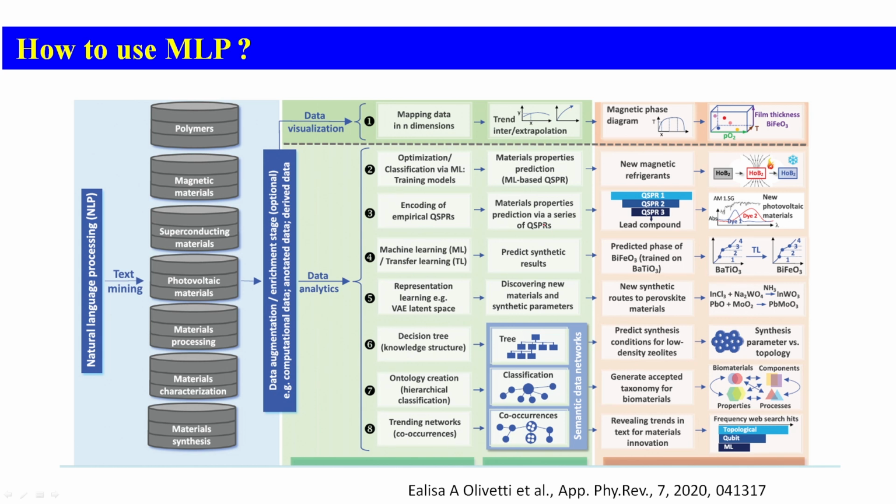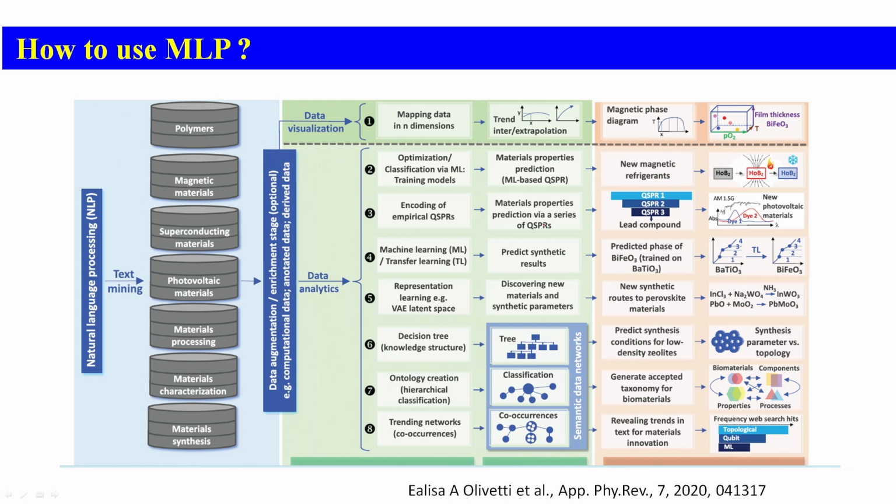Now if you want to go into the details of NLP, you can have different kinds of material like polymers, magnetic material, superconducting material, photovoltaic materials, material processing, material characterization, material synthesis, all kinds of things, right. That is your text. Text mining will do that. Once you do that, then you can actually have the data visualized in front of you. Text is analyzed, data curated, you can visualize the data and you can use it for analysis also.